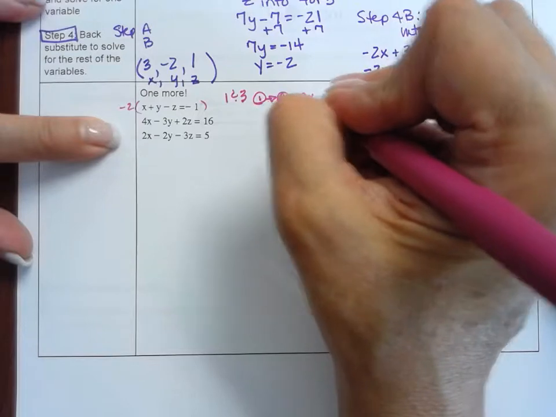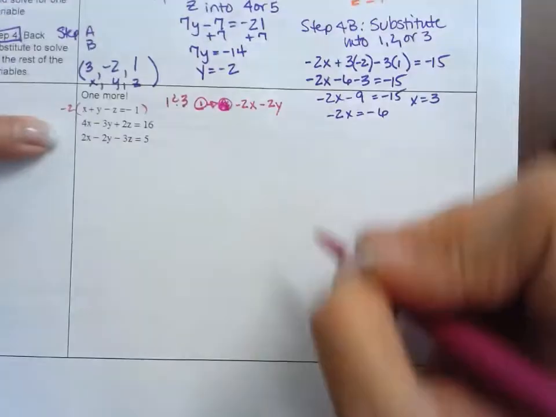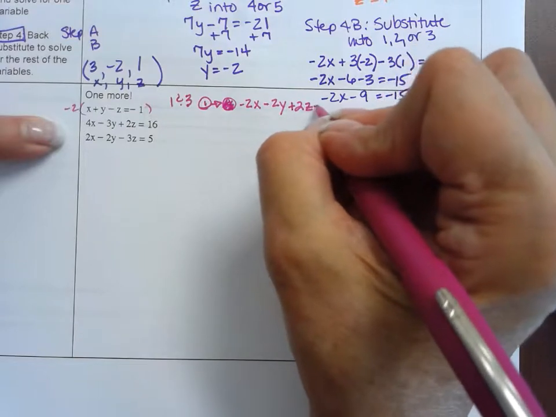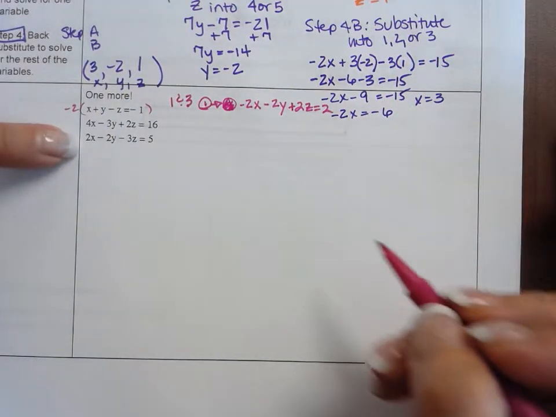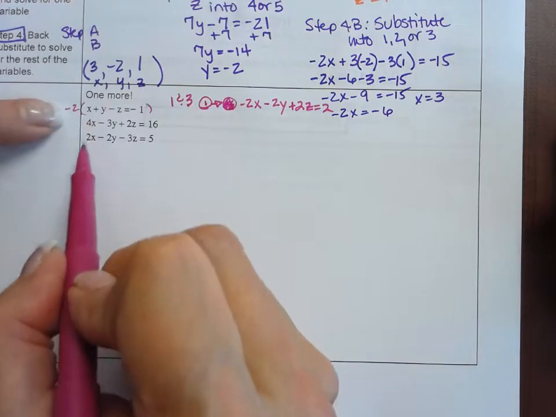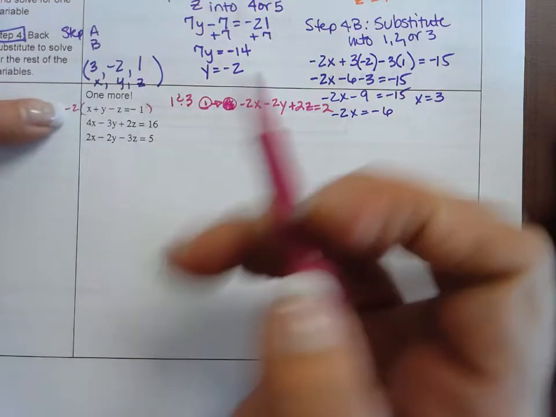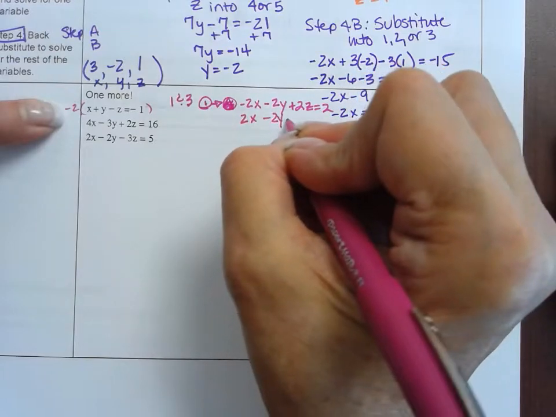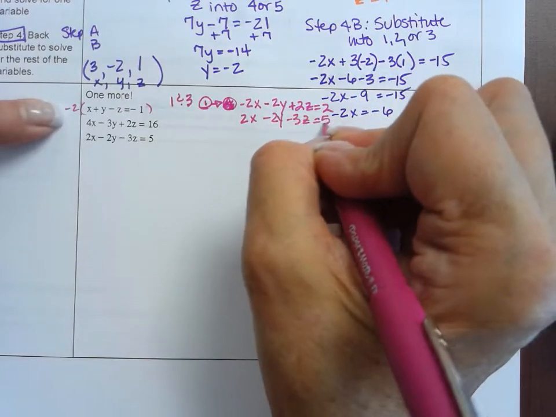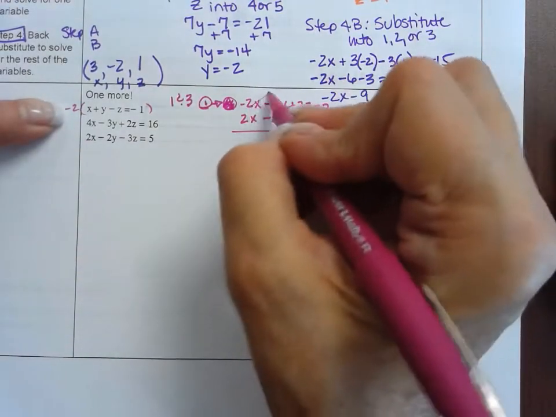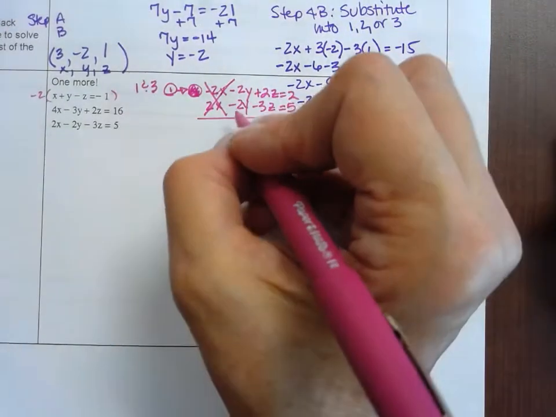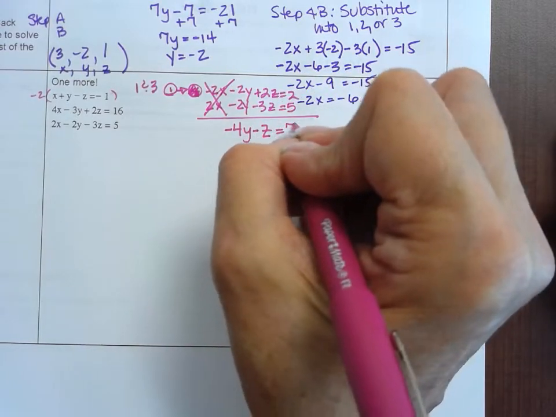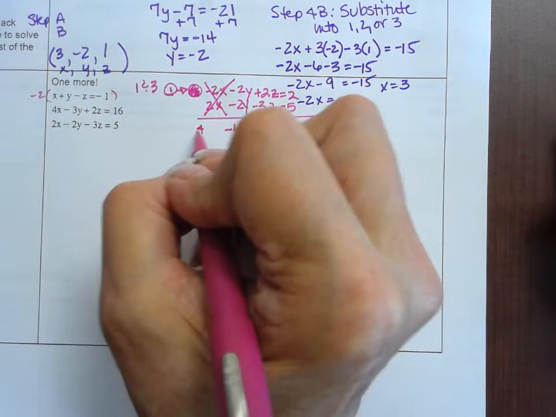So negative 2x minus 2y plus 2z is equal to 2. I multiplied it by negative 2 because 3 is a 2x. Is that good? Because now that cancels my x, and I get negative 4y minus z is equal to 7. That's my equation number 4.